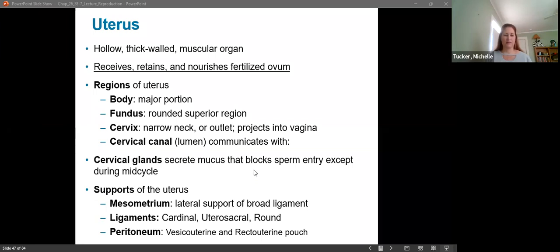Supports of the uterus: it also has lots of ligaments, including this broad ligament, and then it has these pouches, which are folds of the peritoneum to also help in its support.